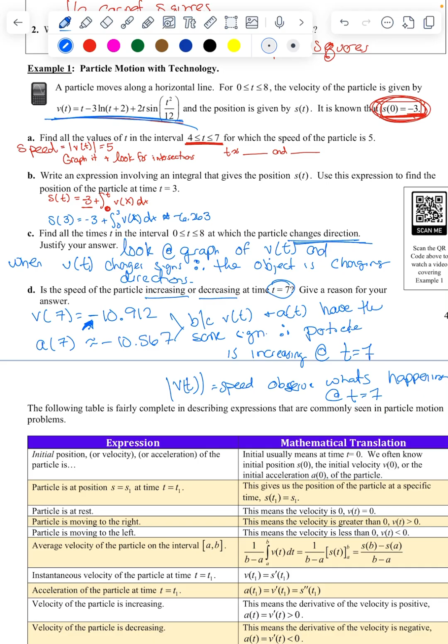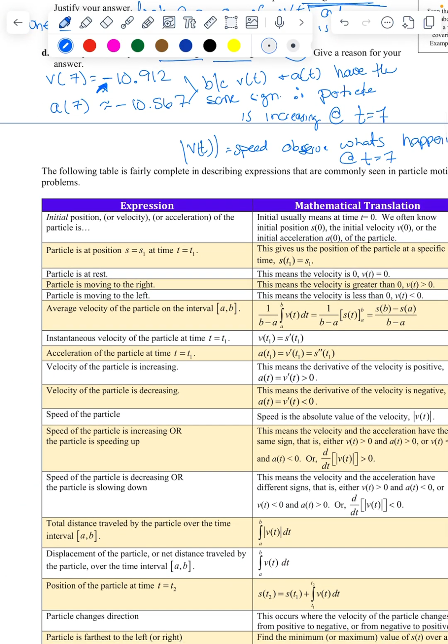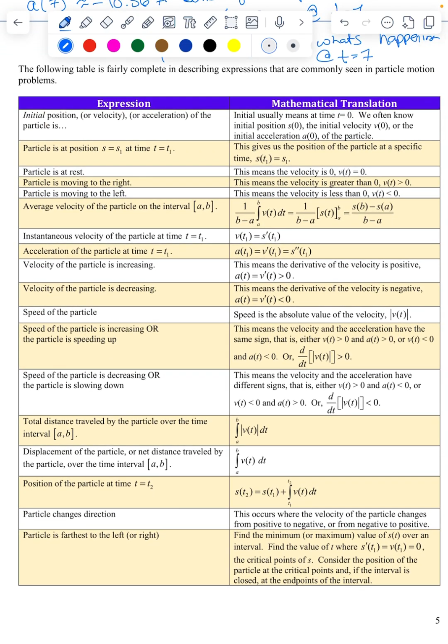So the following table is fairly complete in describing expressions that are commonly seen in particle motion problems. You should review these for particle motion. The reason these are important is because it tells you what math to do when you see these types of problems. For example, if they're asking you when is the particle at rest, that means that velocity is equal to 0. When is it moving to the right? It means that velocity is greater than 0. The speed of the particle is the absolute value of velocity.